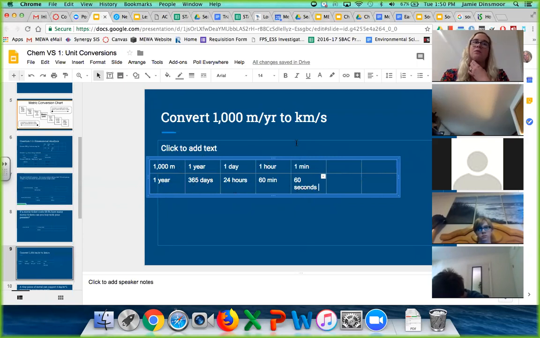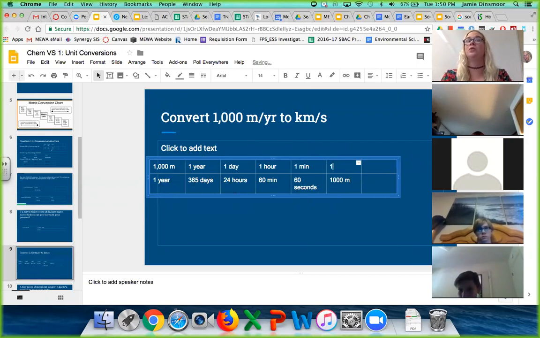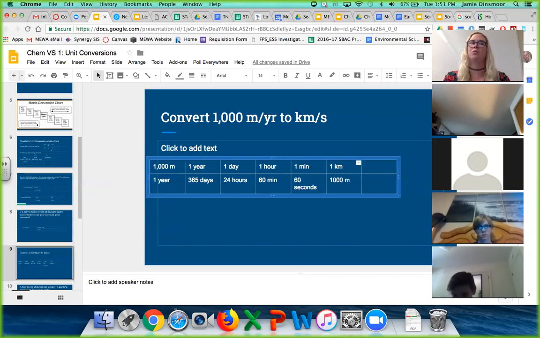Now, meters to kilometers. How many meters are in a kilometer? 1,000, right? Again, if you're not sure about that, you can always look it up. You can use the metric system to do that, right? Some of these you're just going to remember, like kilometer to meter, kilogram to gram. Those are relationships that you're going to see over and over and over. You just kind of learn them eventually.